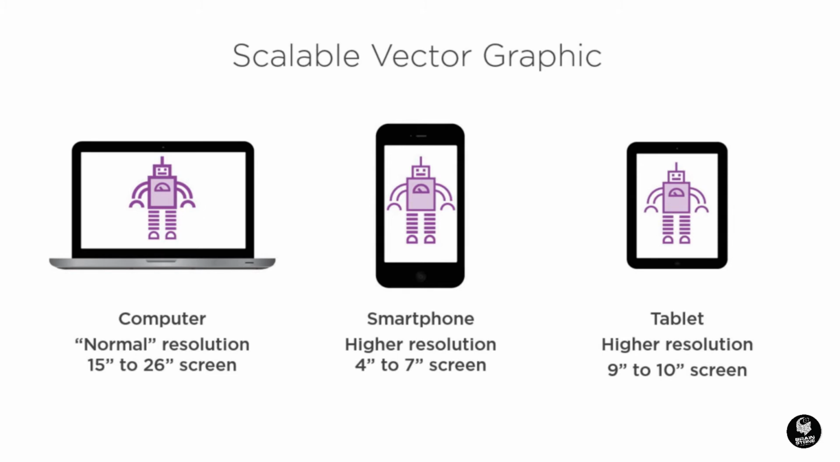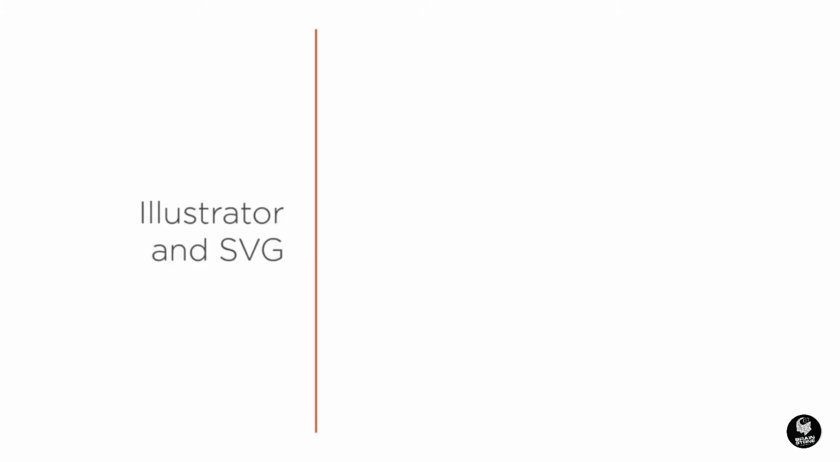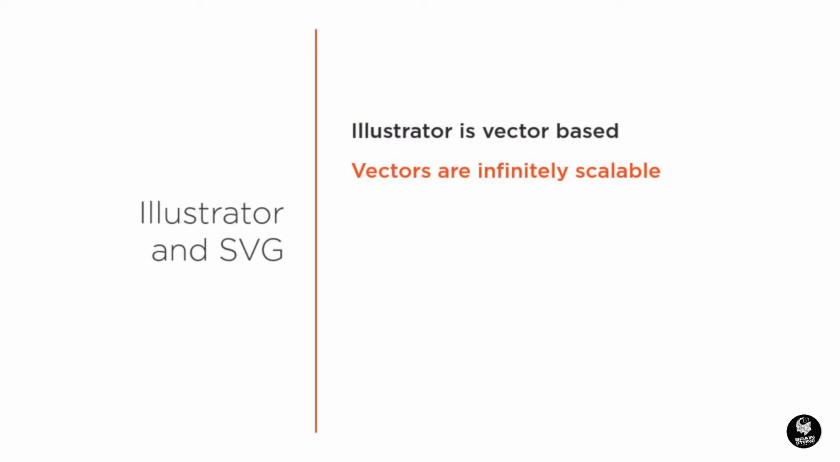Enter the Scalable Vector Graphic, or SVG format. Now, we've already determined that Adobe Illustrator is a vector-based drawing program, and that vector content can be scaled up or down without a loss in visual quality. So why not use this native vector format for web graphics? Well, that's exactly what the SVG format was built to do.